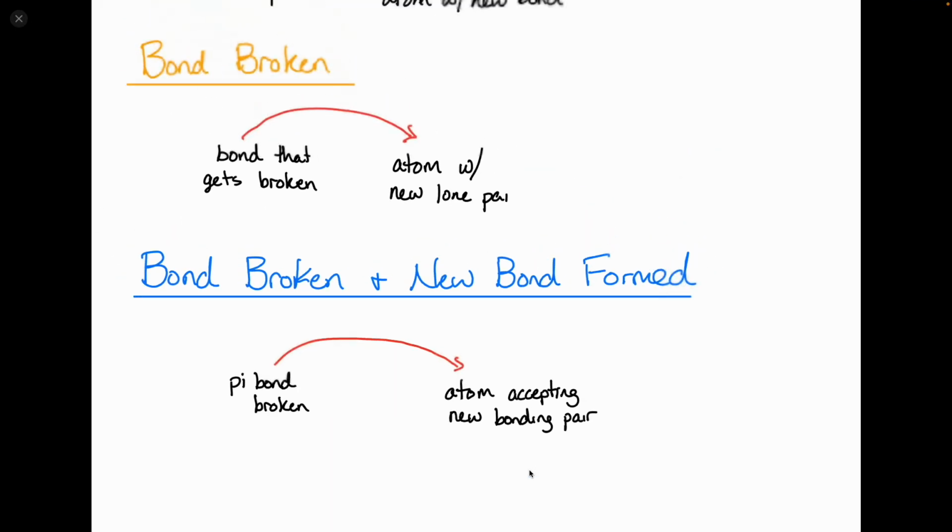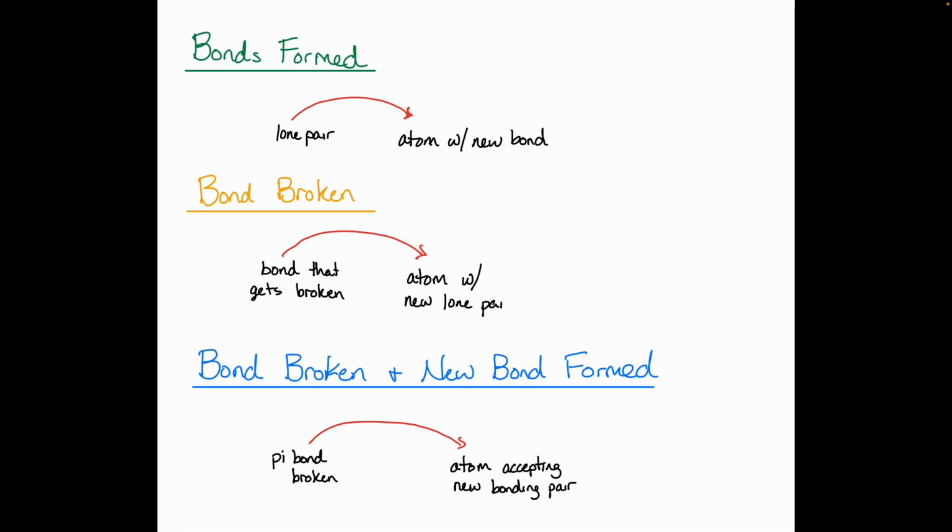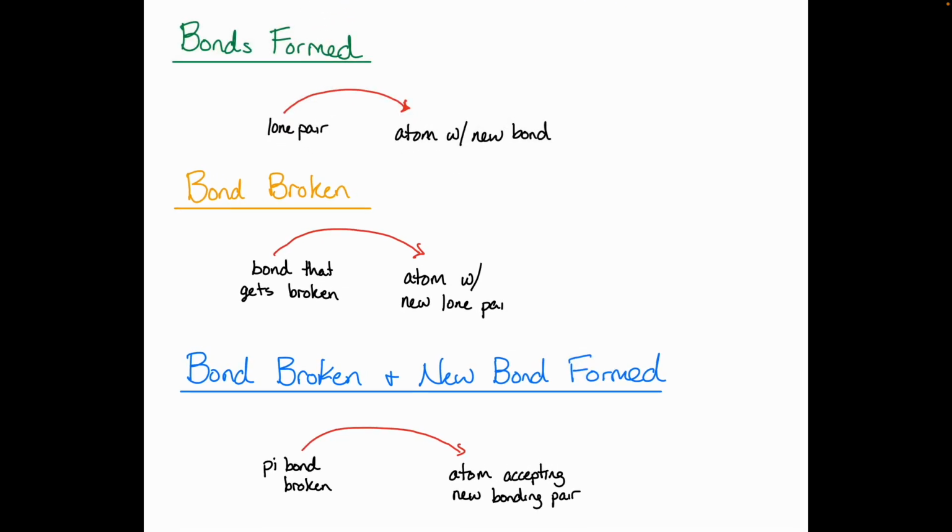Okay, so we got our three categories here of electron pushing arrows. We can have bonds being formed, bonds being broken, or a bond being broken and formed all in one shot in our chemical reactions. All right. So let's take a look at an actual reaction mechanism here. We did so for an acid base.